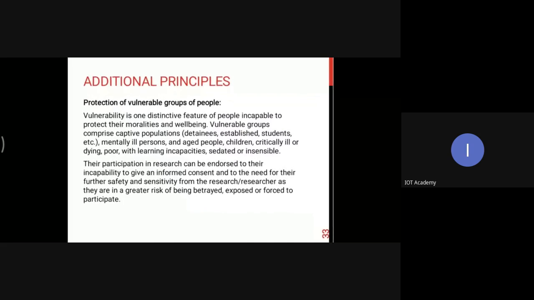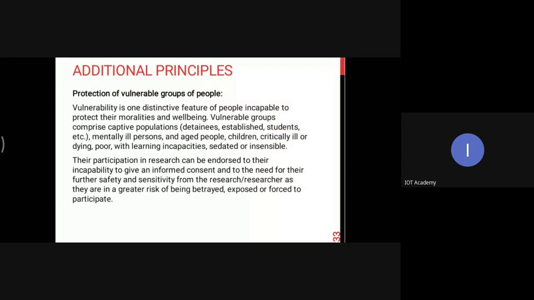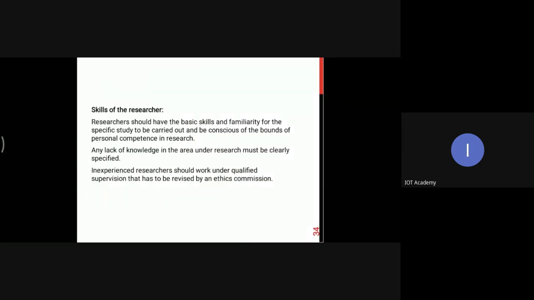And of course, we have to talk about the protection of vulnerable groups of people, who are the people who would be suffering the most. So we have to take care, for example, of minor children, or the mentally ill, or handicapped people. We have to be very sensitive towards their feelings and respect their personality and the thoughts they are giving us towards our research.